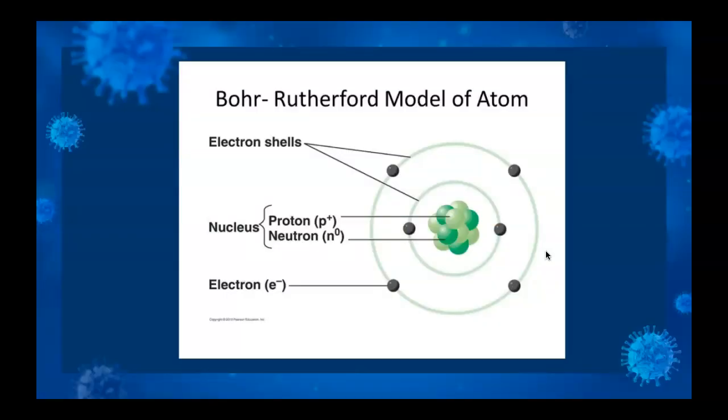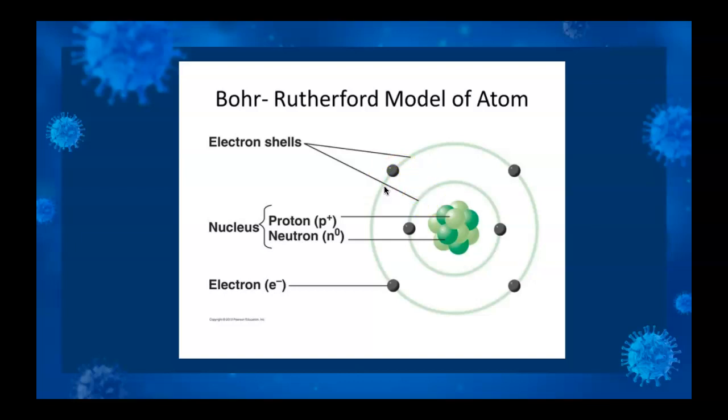All right, so this is what's called the Bohr-Rutherford model of the atom. You can see in the middle, we have protons, which usually we have the symbol P or P+. Neutrons, the symbol N or N0. So those we're going to find in the nucleus. And then around the outside, we have electrons. And the symbol for that is usually an E with a negative sign on it. And those electrons, you can see, are at different levels or different shells.